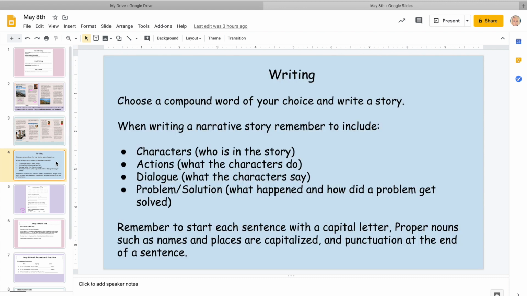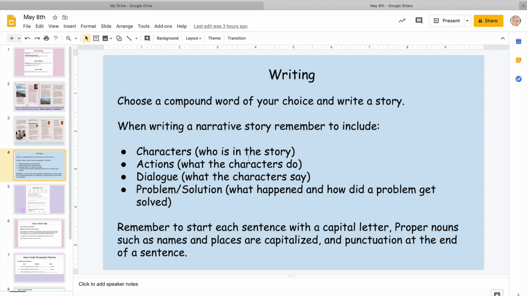Okay, and now moving on to writing. Writing is kind of fun because you're going to get to be creative. You're going to choose a compound word of your choice and write a story. The compound word doesn't necessarily have to be a word that's in the story. It can be any compound word you would like. But remember, when we are writing a narrative story, there are certain things you need to remember to include.